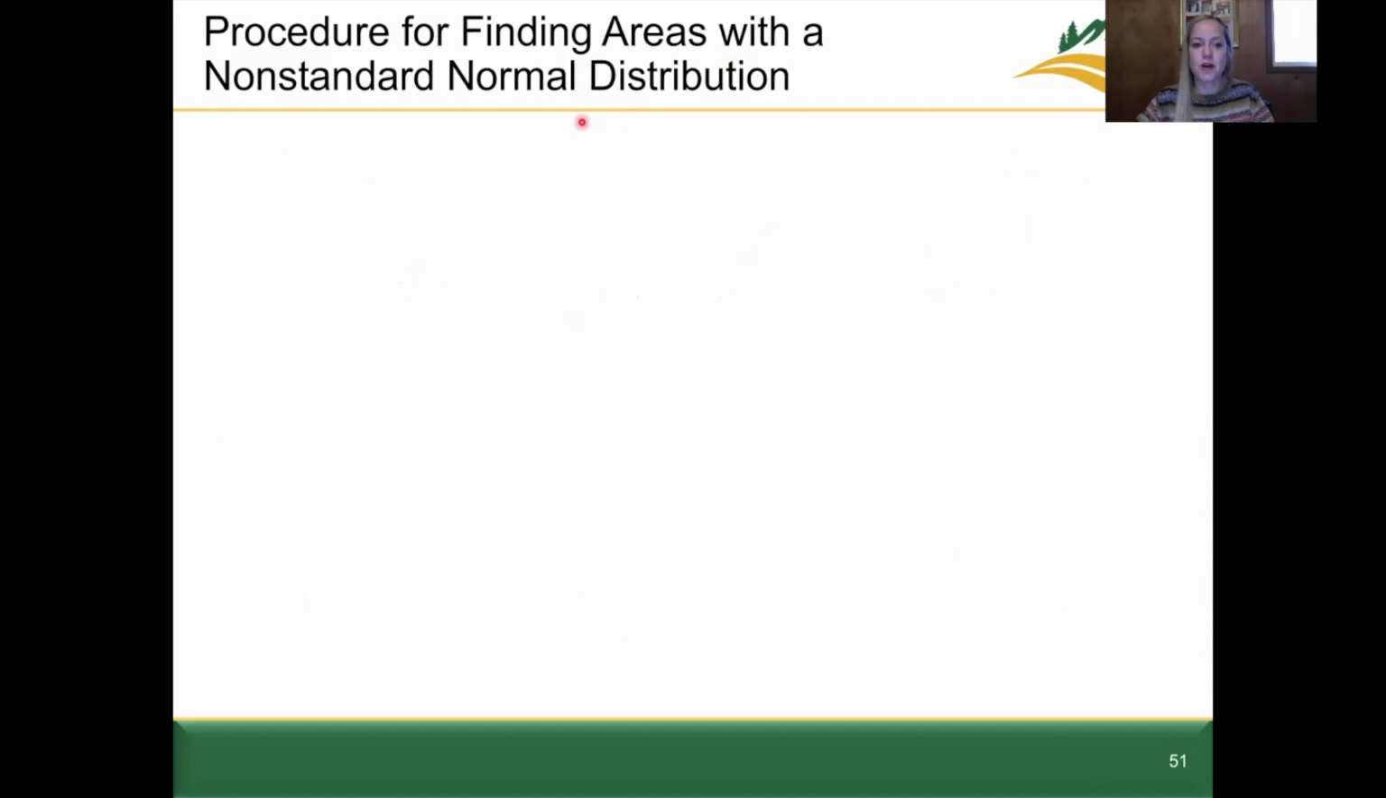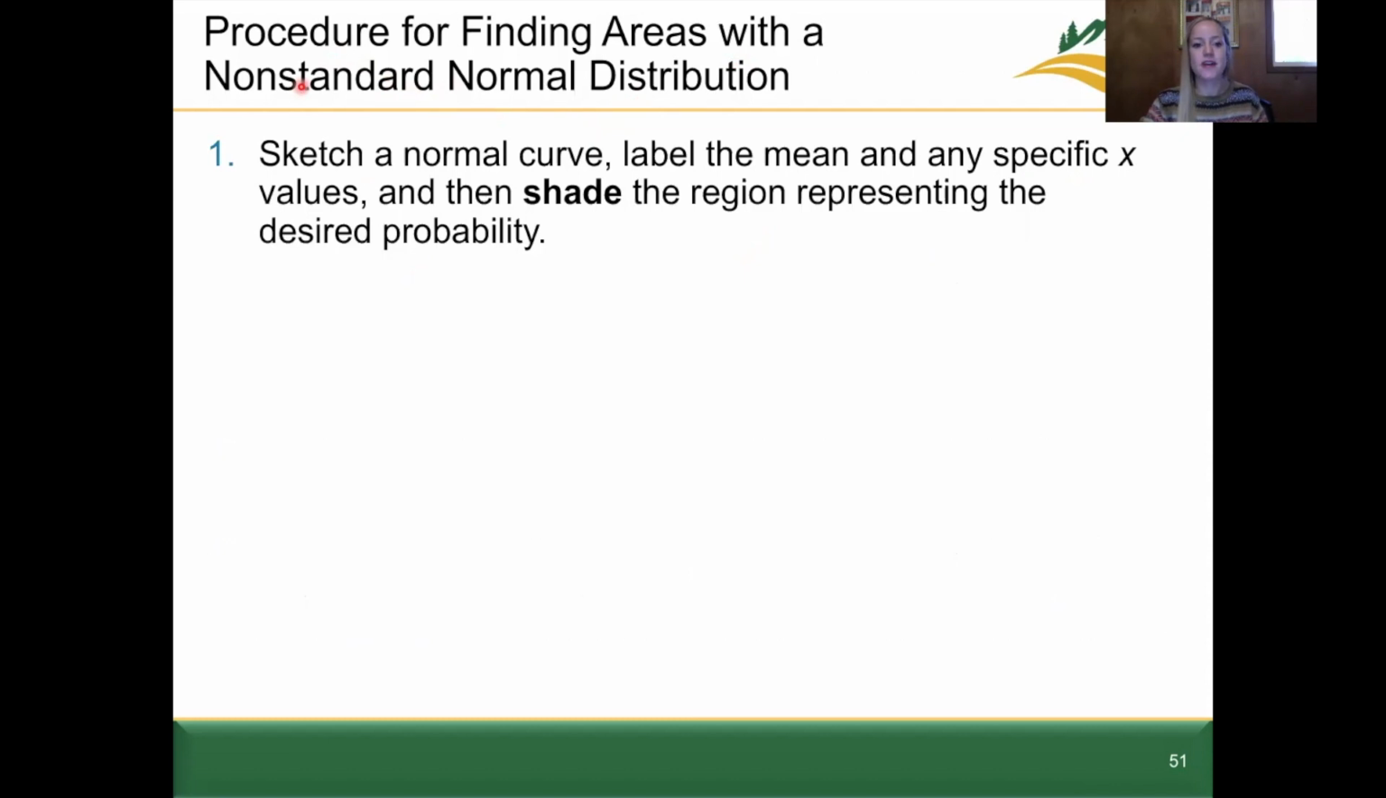So in 6.1, we went through standard normal distributions. Here we're going to go through the procedure for finding areas with a non-standard normal distribution. For chapter 6 so far, it's been important to think about drawing out what question we have. So step 1 in this procedure is to sketch a normal curve, label the mean and any specific x values, then shade the region representing the desired probability.